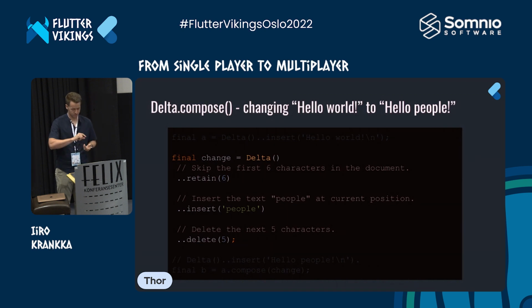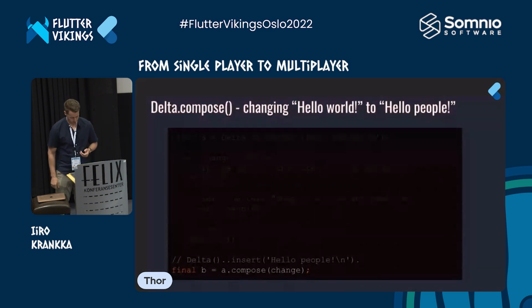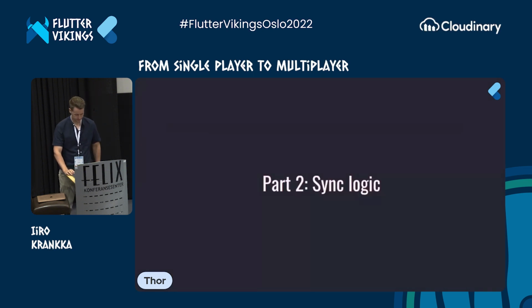First we say retain 6, which means skip over the word hello and the space that comes after it. Then insert the text people at the current position. At this point, the document will be hello people world. And then we delete the next 5 characters. Once we compose this change with hello world, we have the document that is in the comment. So now we have hello people.